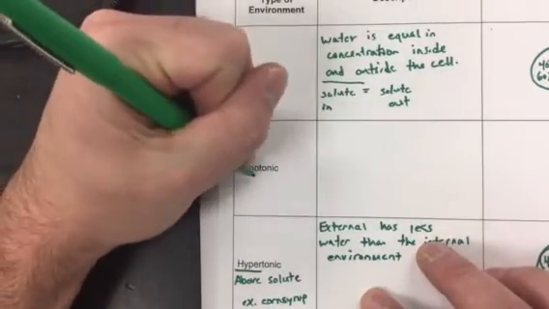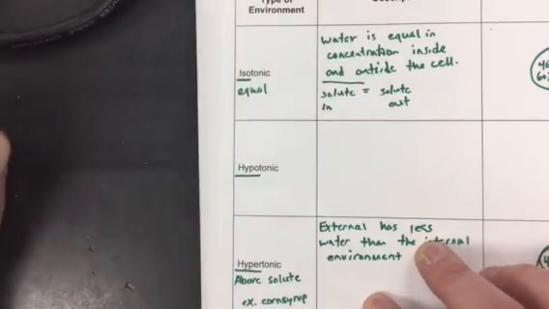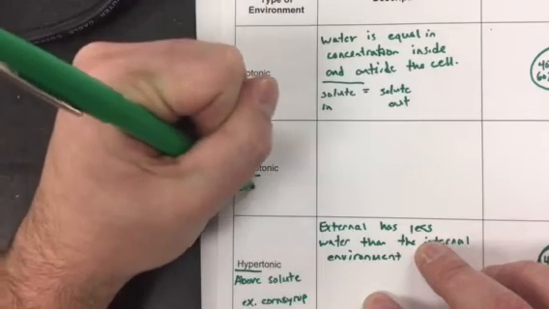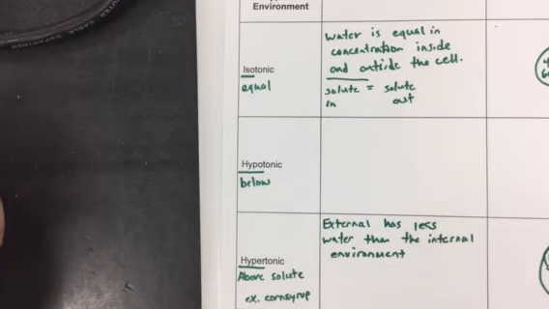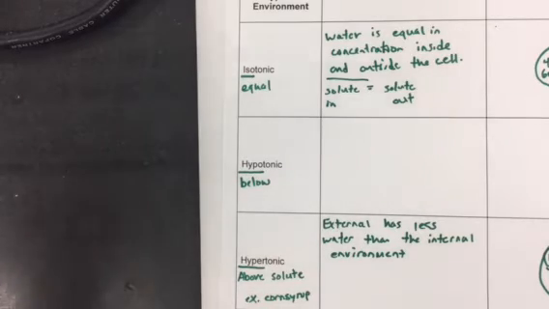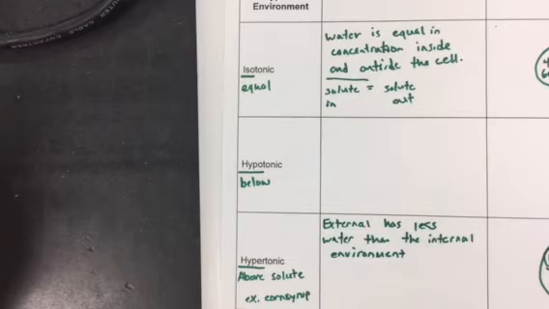All right, over here we have hypotonic. So if hyper is above, what do you think hypo means? Below or less. Like a hypodermic needle: derm means skin, so a hypodermic needle goes under the skin. It injects the medicine under the skin. When you have hypothermia, it means your temperature is below normal. The opposite of hypothermia is hyperthermia, meaning your temperature is above normal.